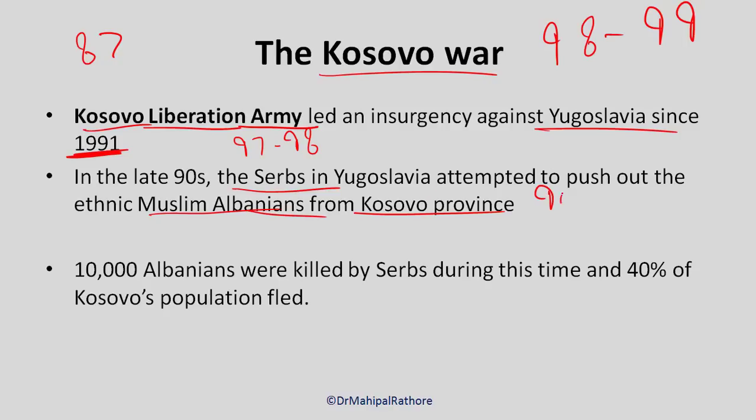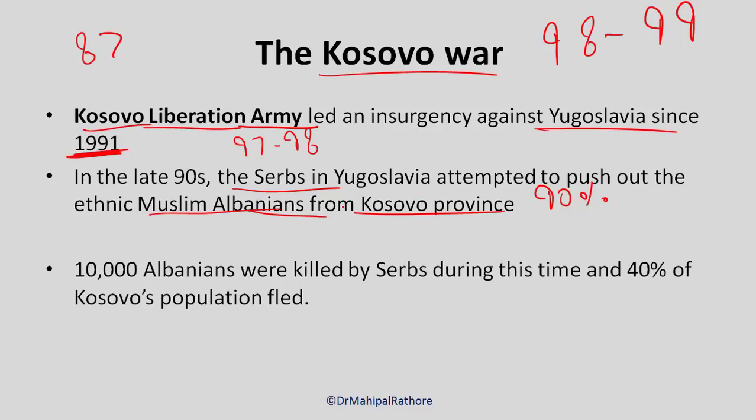But how do you push out a population that is 90% majority? First, they removed all the Albanians from their jobs. Second, Albanian children were not given admission to school. They were told that you can no longer come to schools. All the schools were segregated. Such policies angered the Albanians, the Muslims living in Kosovo, and they started fighting back.